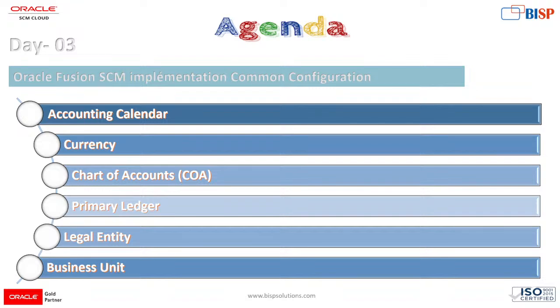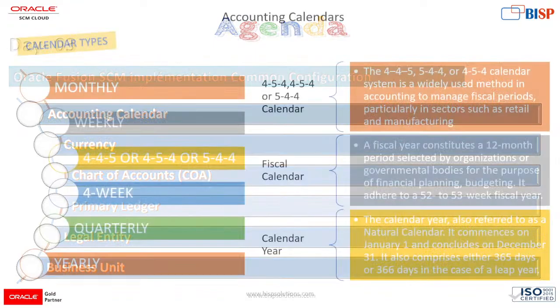I have already created a chart of accounts, so we will go through that particular chart of accounts, the segments on it, and the importance of the chart of accounts. After that, we will create a primary ledger, and then a legal entity and the business unit. That is today's agenda. So let's move on to the next slide.